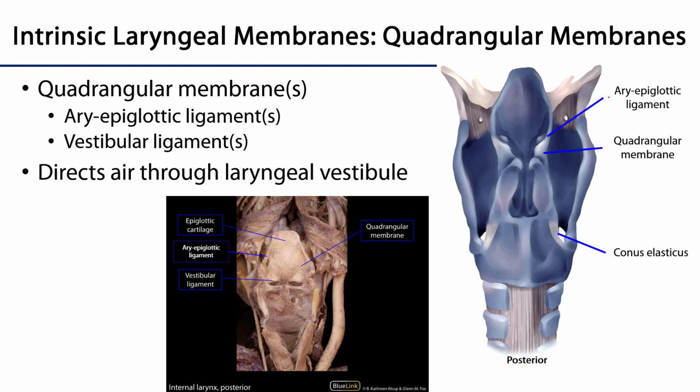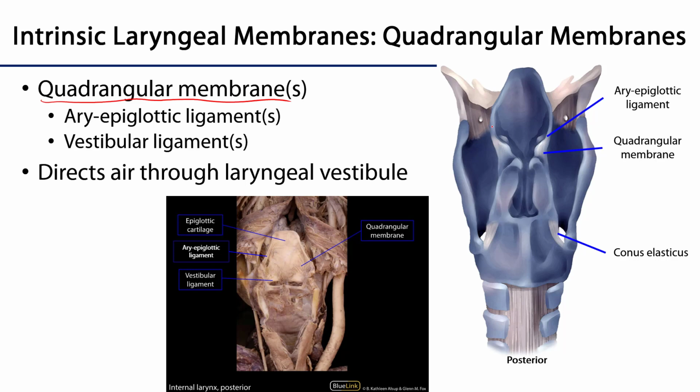Now, there are going to be two sets of membranes. Superiorly, we have the quadrangular membranes, and inferiorly, we have something called the conus elasticus, and we'll talk about those in detail now. So let's start with the superior membranes. There are two, one on either side, called the quadrangular, four-sided membranes, and there are a couple of aspects of these membranes that are important to us.